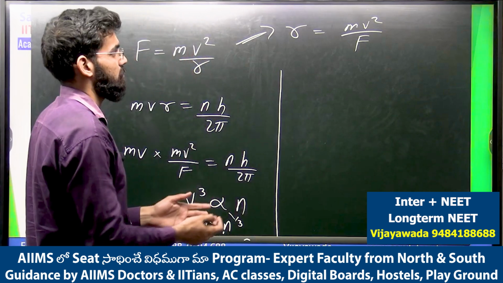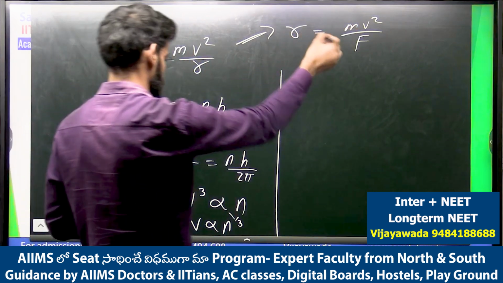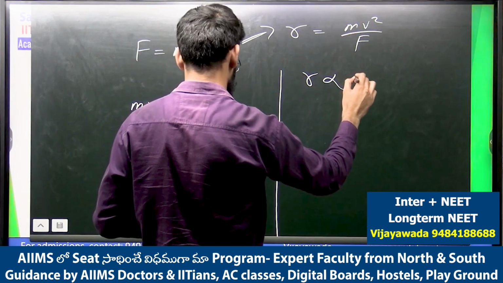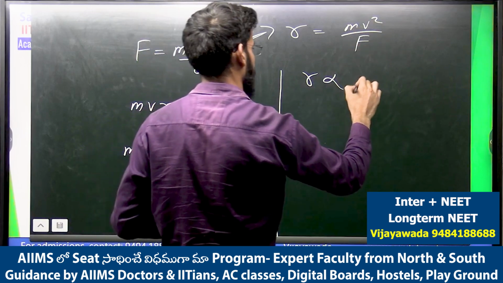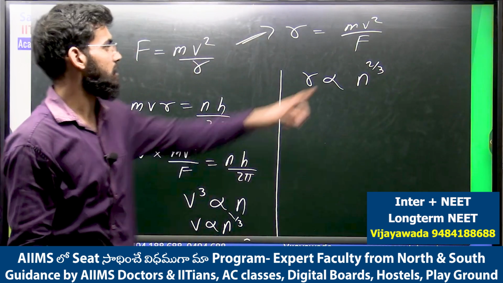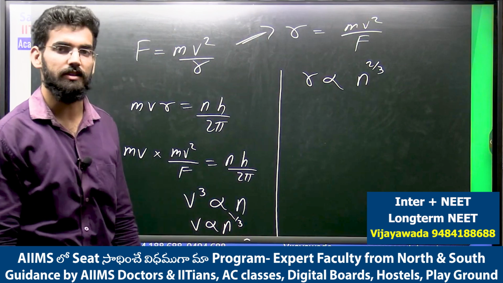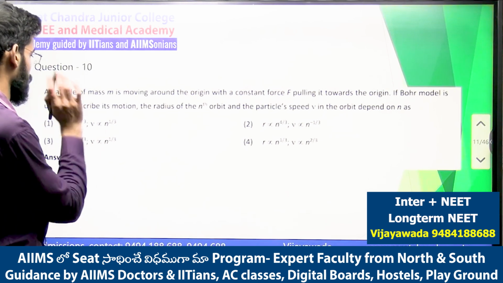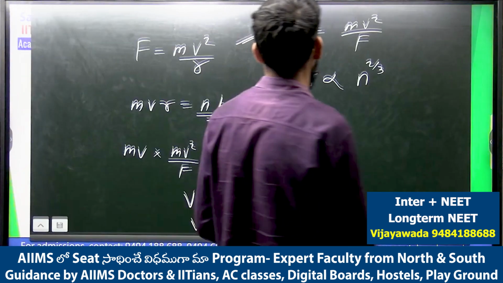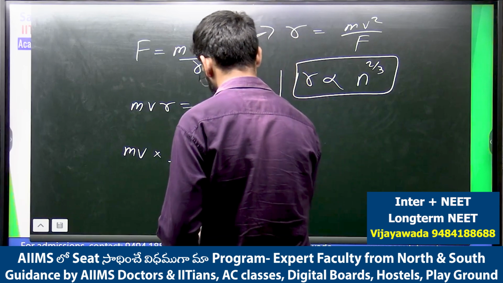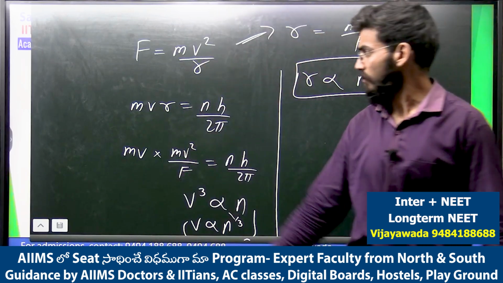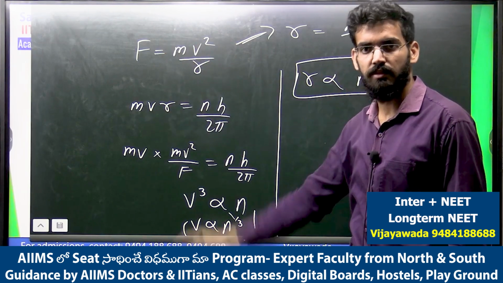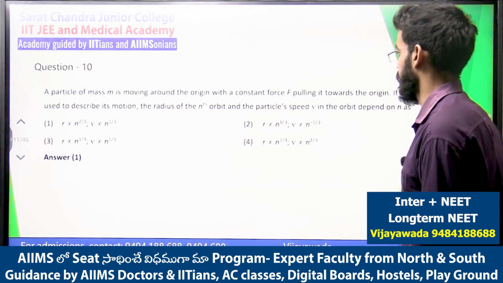So from here you put it here, you will get r also. If you put v here, m and F are constant, so r is proportional to v square. So r is proportional to n to the power 2 by 3, and v to n to the power 1 by 3. That is the first option. These are your answers. We used F equals mv square by r and mvr equals nh upon 2 pi, as he said. Easy question, right?